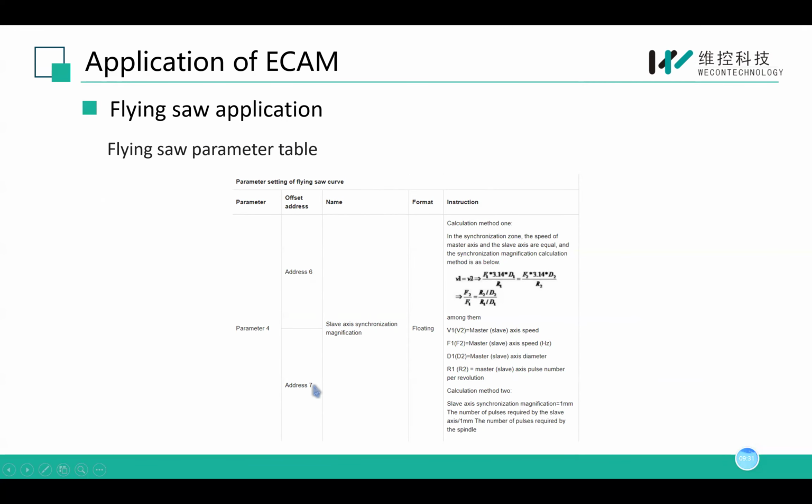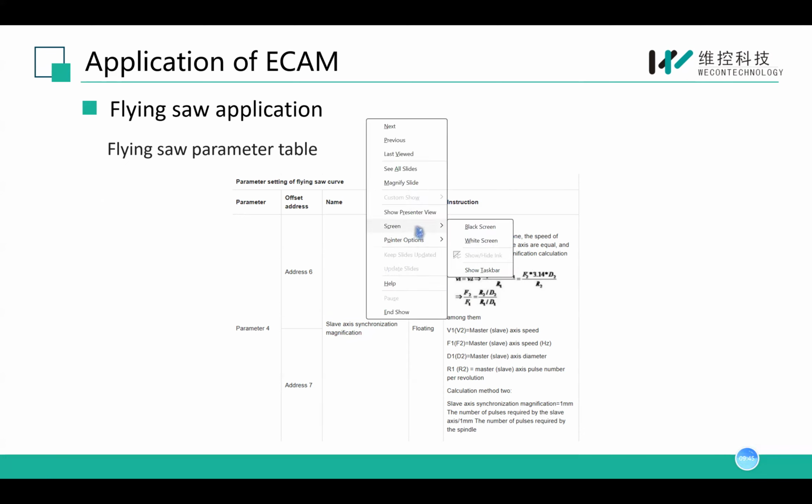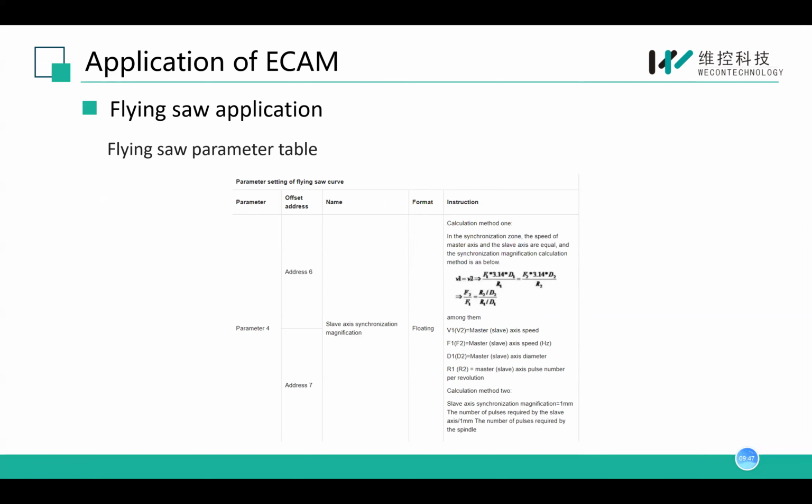And the 7th and 8th registers are used to set the synchronization magnification, because sometimes the speed of the master axis and the slave axis is not the same.